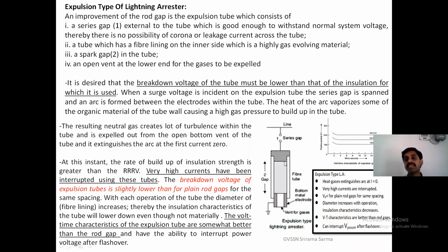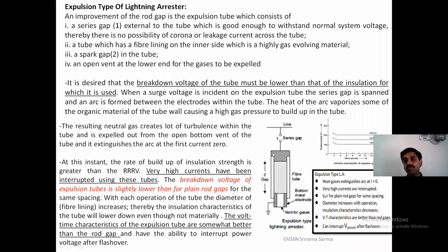So what does it contain? It has one series gap, external to the tube, which is good enough to withstand normal system voltage. That means for normal system voltage, it should not break down. Thereby, there is no possibility of corona or leakage current across the tube. If a normal frequency voltage appears on the line, there is no diversion.